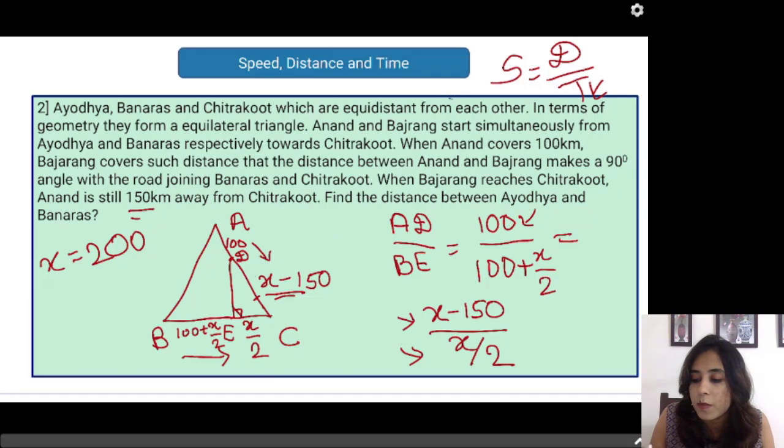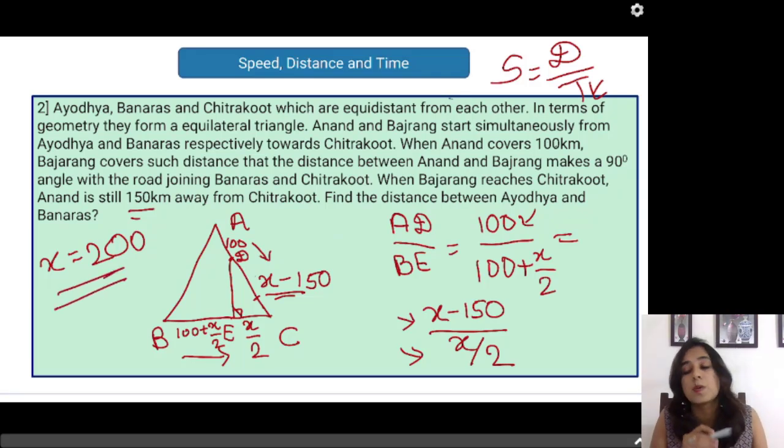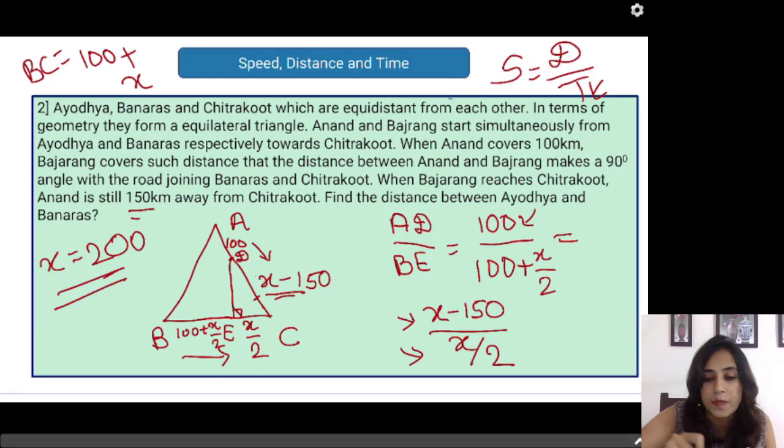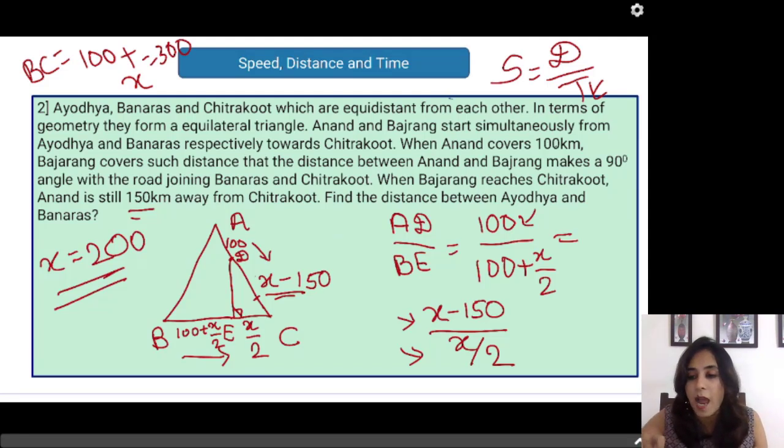You can solve this particular equation and you will get the value of x as 200. So when I substitute it here in this particular equation, in this particular triangle, then I have my BC is equal to 100 plus x. So x is 200, which makes my BC equal to 300 kilometers. So my BC is 300 kilometers, and we are asked to find out the distance between Ayodhya and Banaras. So we are asked to find out AB, but AB is equal to BC, which is 300 kilometers.